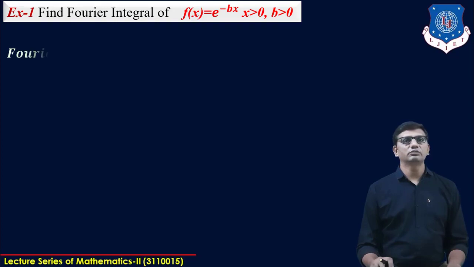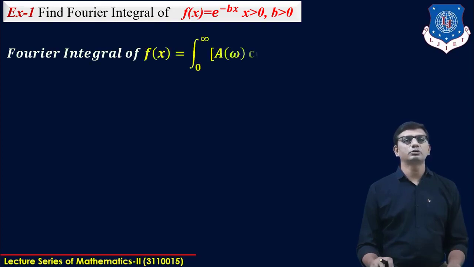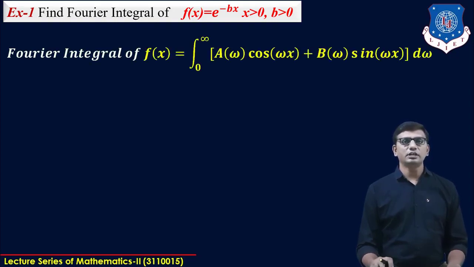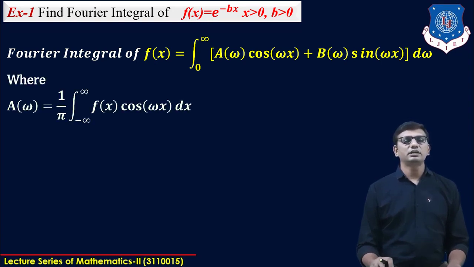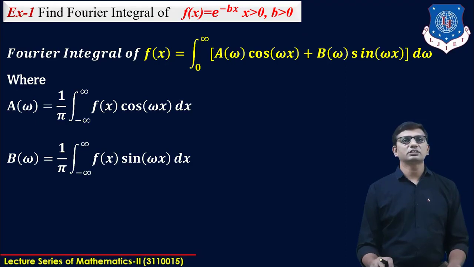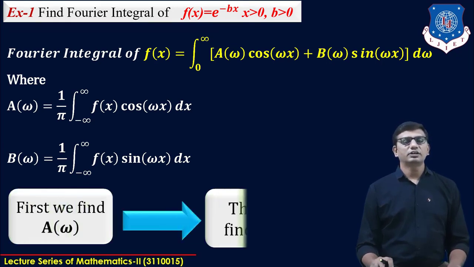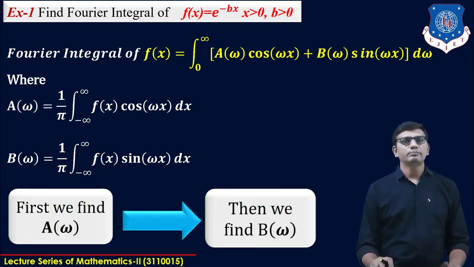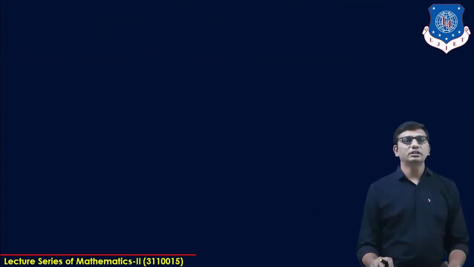So first of all we write down the Fourier integral formula. f(x) equal to integration 0 to infinity A(omega) cos omega x plus B(omega) sin omega x d omega, where A(omega) is 1 upon pi integration of minus infinity to infinity f(x) cos omega x dx, and B(omega) is 1 upon pi integration of minus infinity to infinity f(x) sin omega x dx. Now we first find A(omega) and then find B(omega). Let us see how to find A(omega).